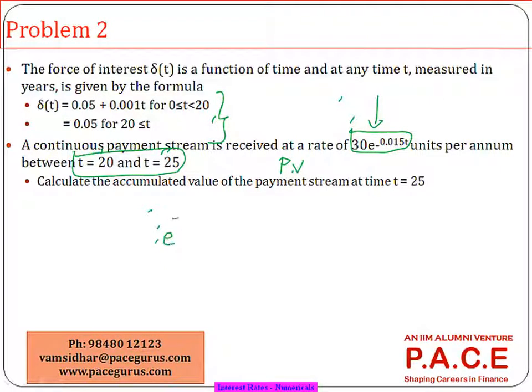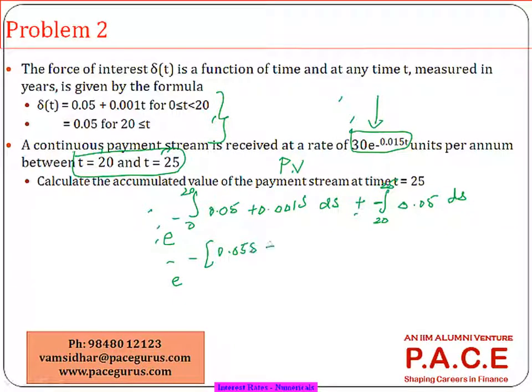So I'll say e power minus the integral from 0 to 20 of (0.05 plus 0.001s) ds, plus the integral from 20 to 25 of 0.05 ds, which is working out to me as e power minus [0.05s plus 0.0005s squared, since 0.001 into s squared by 2]. So that's where I have taken 0.0005s squared integrated between 0 and 20, and also minus 0.05s integrated between 20 and 25.